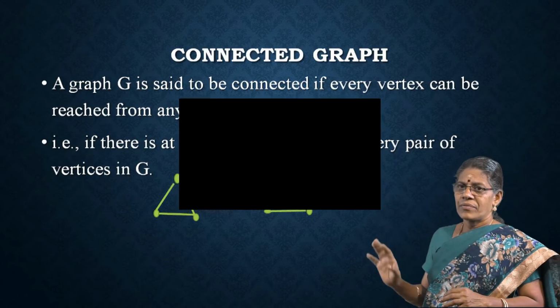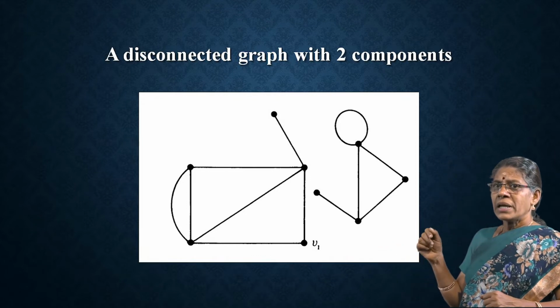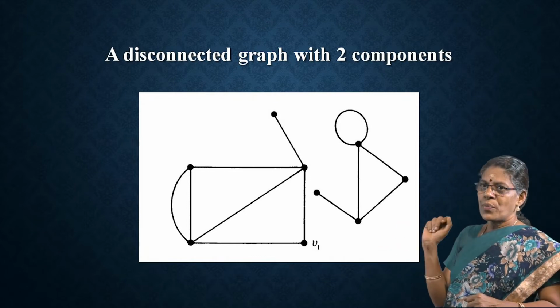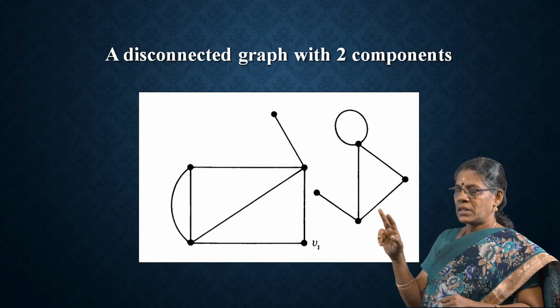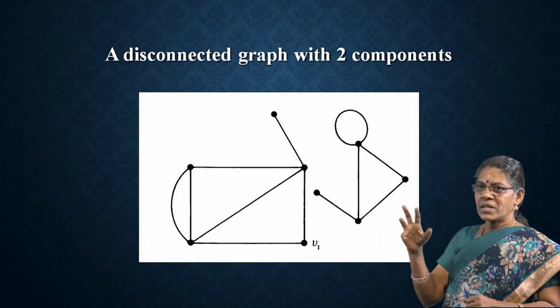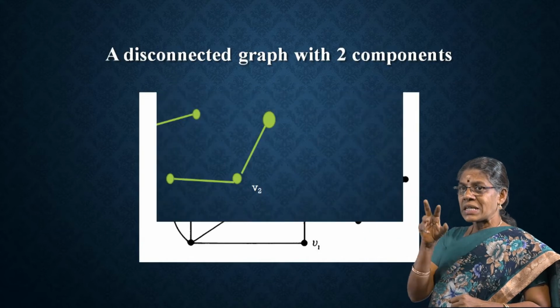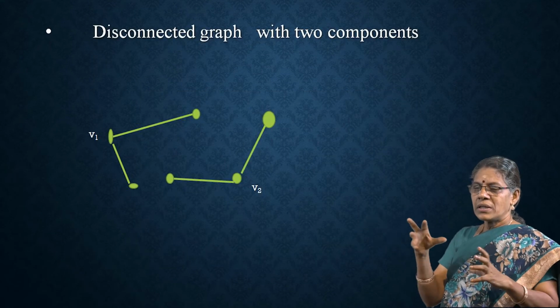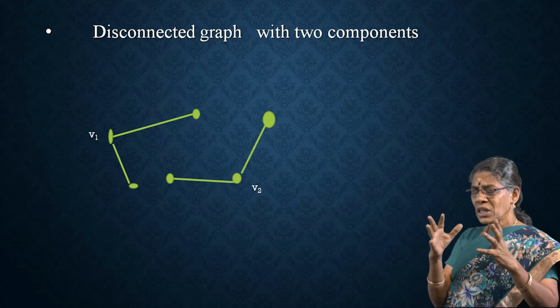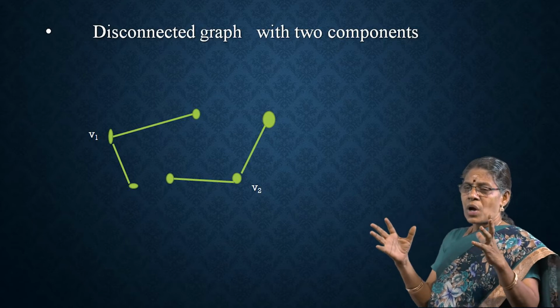Okay, connected graph. Next, a disconnected graph with 2 components. See that 2 graphs are given, they are disconnected. Next, a disconnected graph with 2 components. See that they are disconnected. There is no connection between these 2 components.